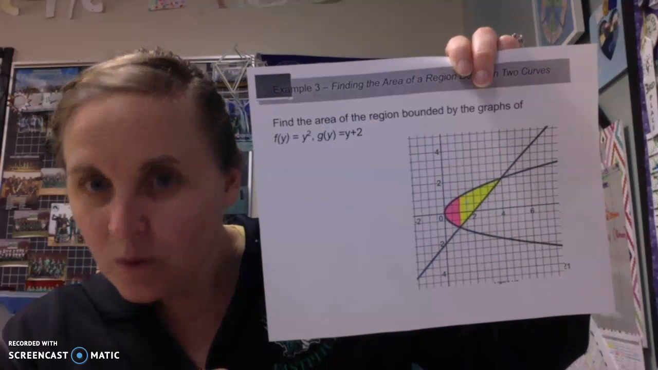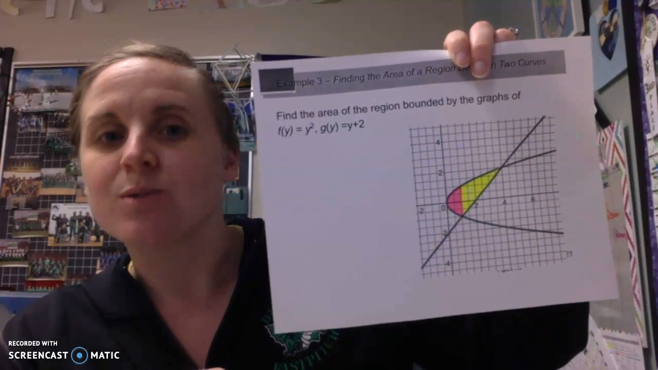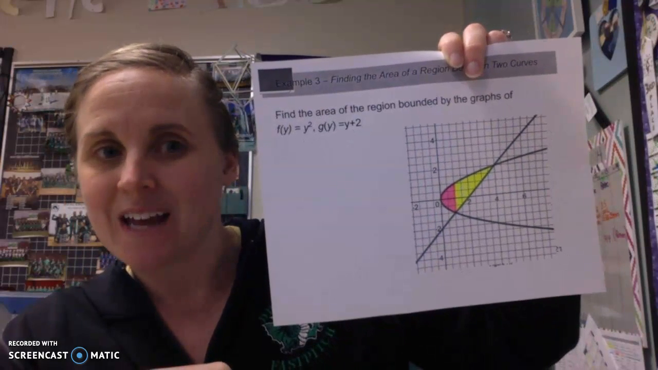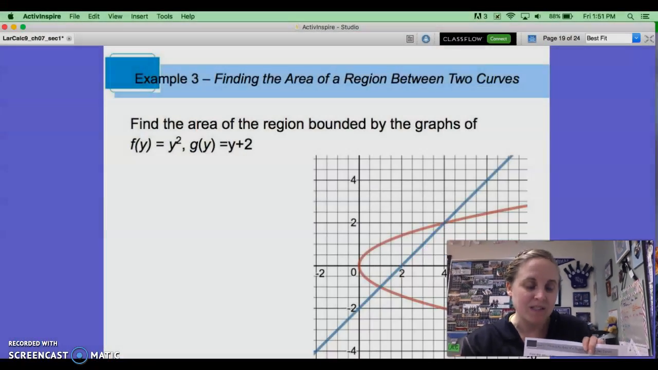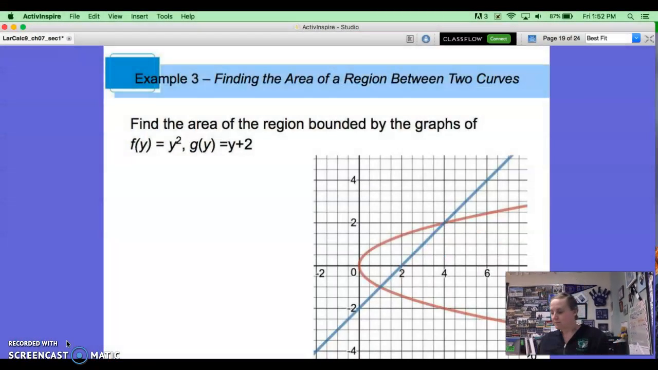Or we can do one integral and do a dy problem instead of a dx problem. So that's what I'm going to show you. So we're going to look at this as a dy problem instead of a dx problem. Okay, if we're thinking about this, we have to do the top minus the bottom.